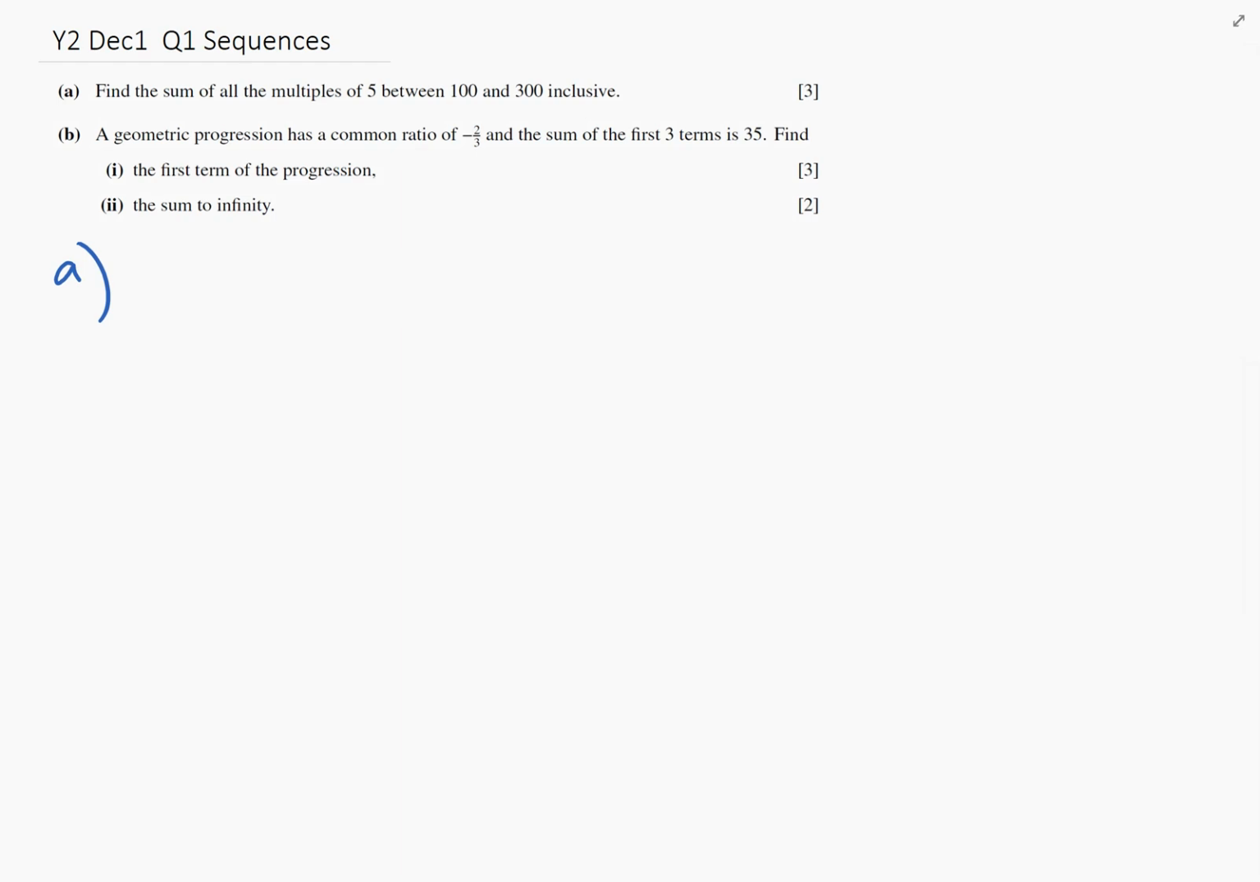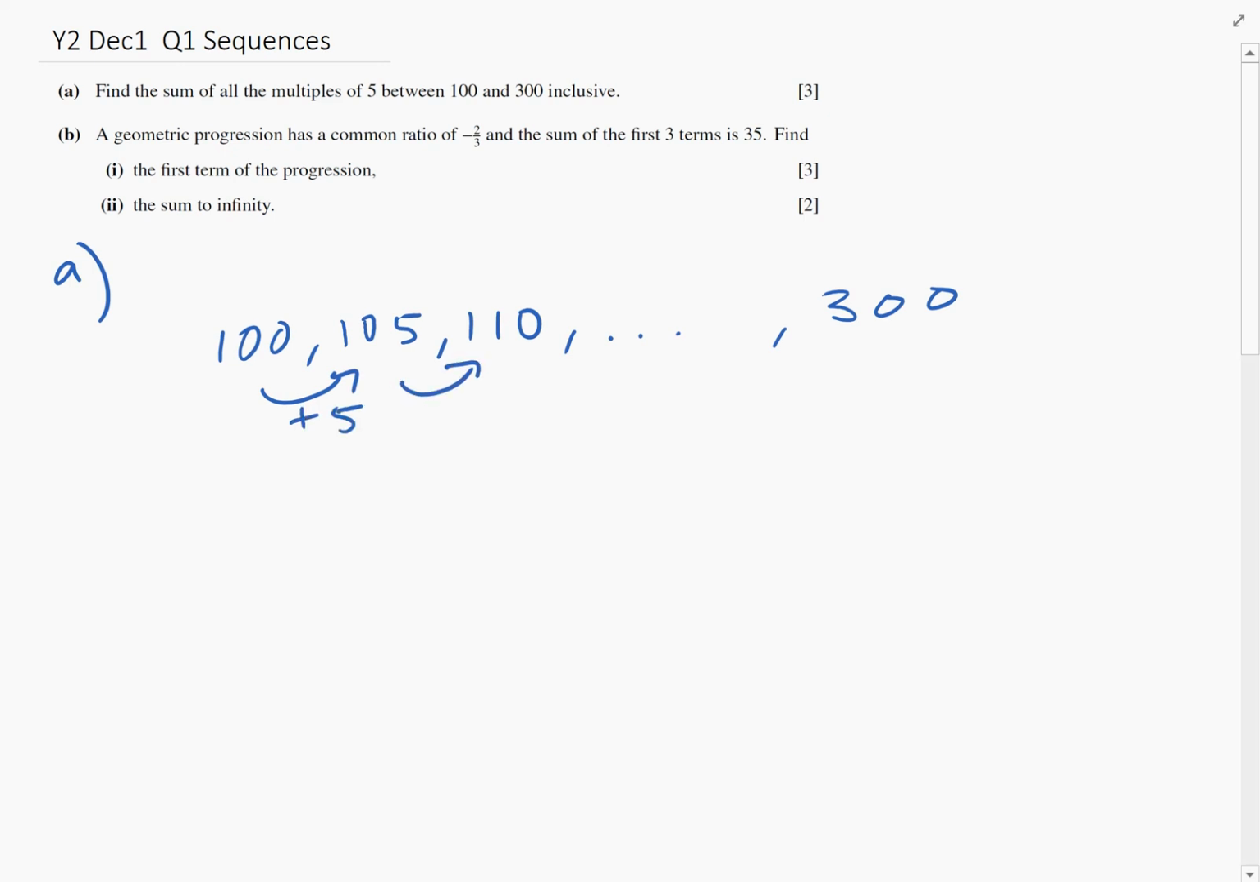So I think the first thing I would do here is start writing out the terms. So we want 100, 105, 110, and so on, all the way up to 300. You can see straight away you're going up 5 each time here, and so it's going to be arithmetic. So the sum formula we want to use is in the formula book, and it's Sn equals a half n (a plus l).